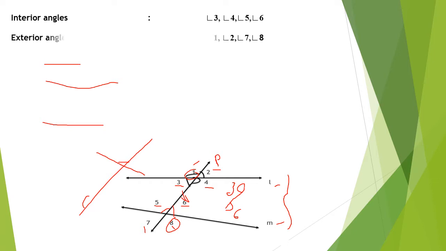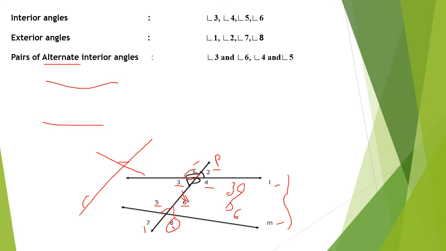So the next one, exterior angles. So find out the exterior angles. Angles which are outside are the exterior angles. So 1, 2 and 7 and 8 are the exterior angles. That means the angles which are formed outside those lines. So we have seen two types of angles. One is interior angles and the second one is exterior angles. So now you know to identify the interior angles and exterior angles.